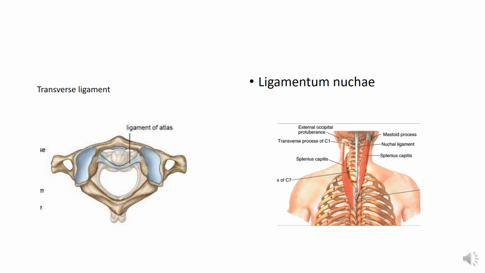Transverse ligament: it maintains the odontoid process of the axis in the correct position in relation to the atlas. So you can see here, this is the atlas vertebra and this is the transverse ligament. The dens, or the odontoid process of the axis vertebra, is kept in position with this ligament. Ligamentum nuchae connects the spinous processes and extends from the occiput to the sacrum. So you can see here the ligamentum nuchae.